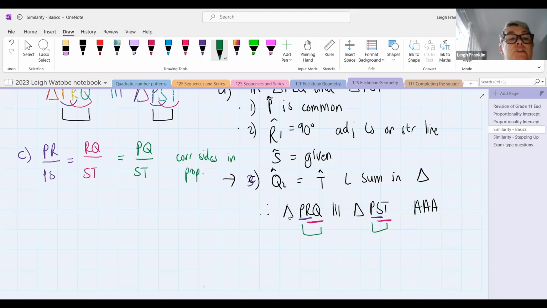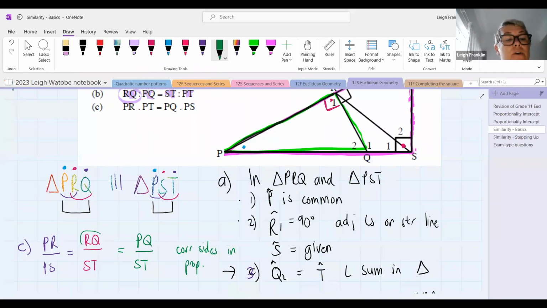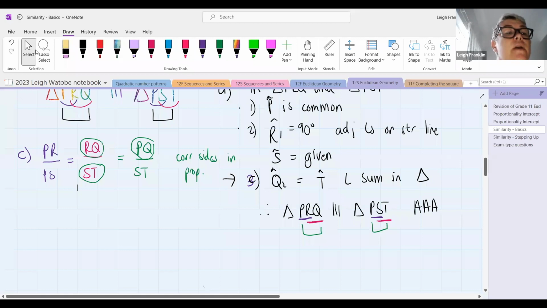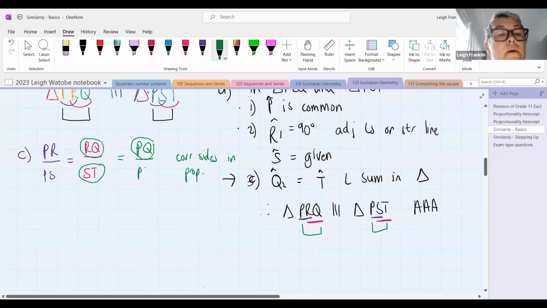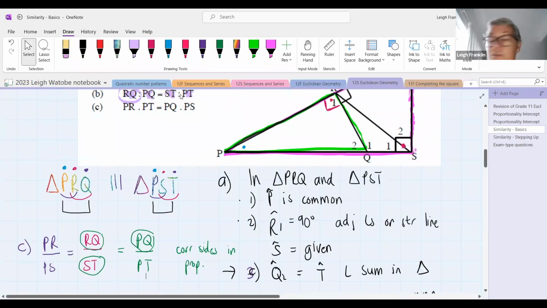Okay, let's go back and have a look at what they wanted us to work with. They wanted us to work with RQ. Here's RQ. They wanted us to work with PQ. Here is PQ. They wanted us to work with ST. Oopsie, I've made a mistake. Sorry, I beg your pardon. Over here, I wrote ST again. It's PQ and PT. Sorry, that should be PT. And then over here, you'll see it's ST is to PT.